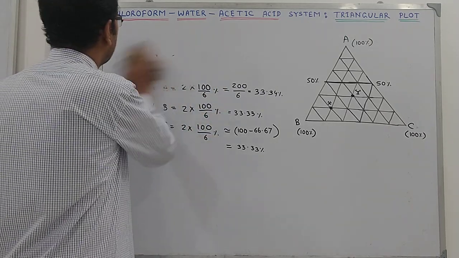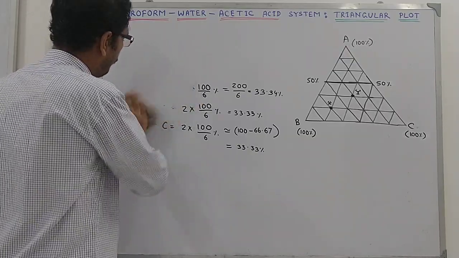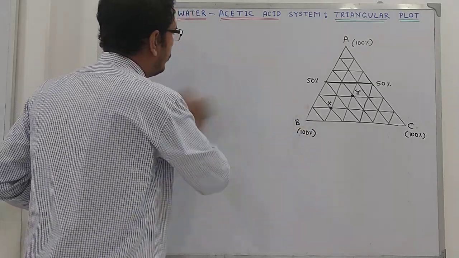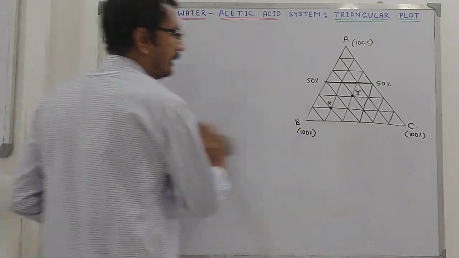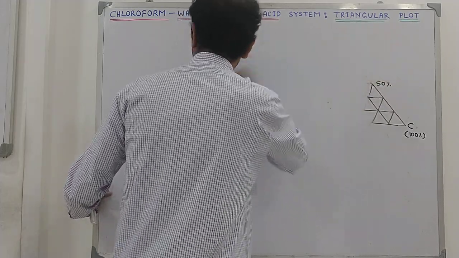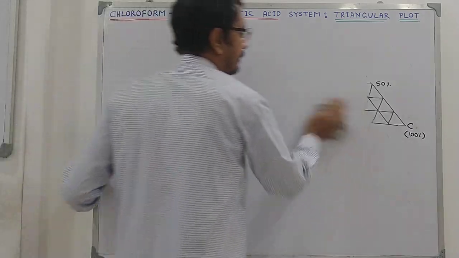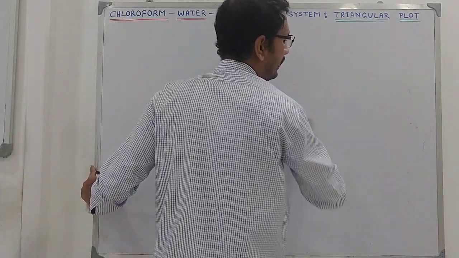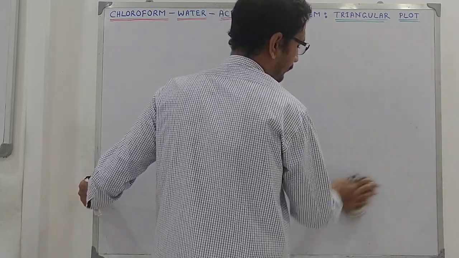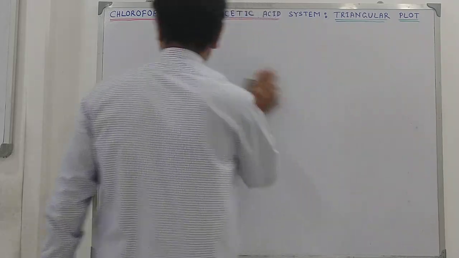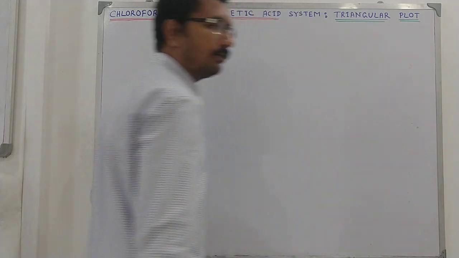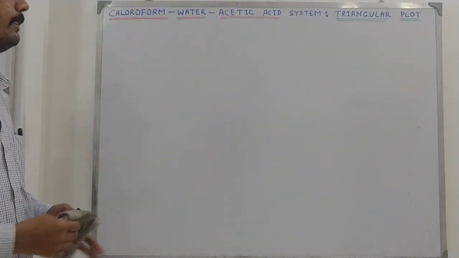Now we will come to our topic, which is in your syllabus, that is the chloroform water acetic acid system. Before watching this video, please watch the phenol water system, that is the partially miscible binary liquid system, and also study the effect of impurities, and then watch this video, since the concept used in those 2 videos will be necessary here.